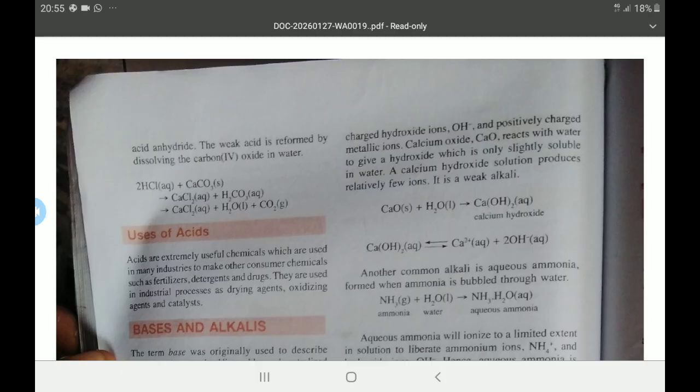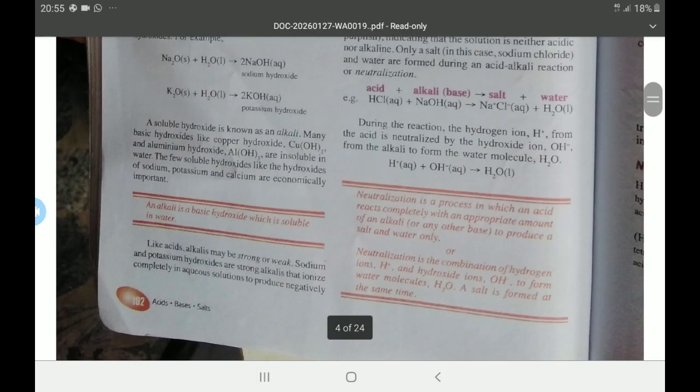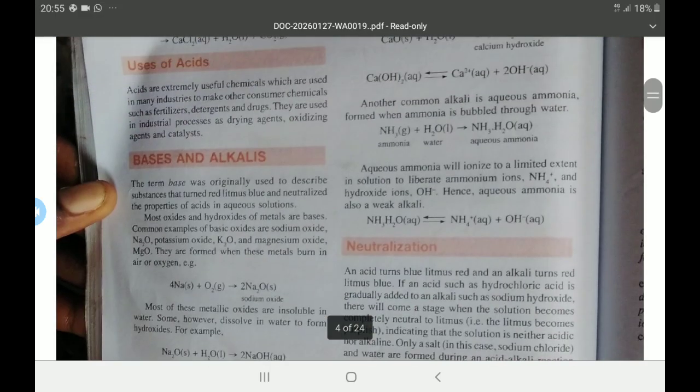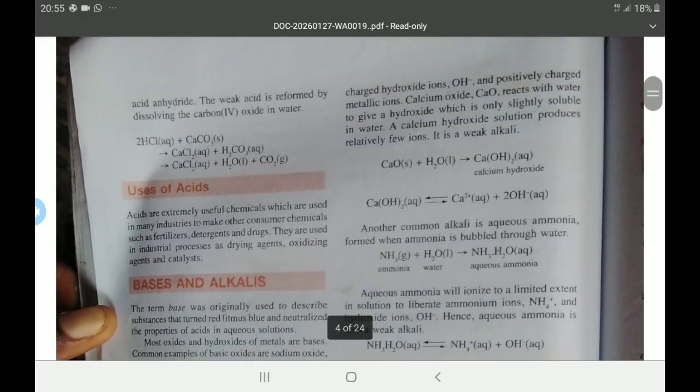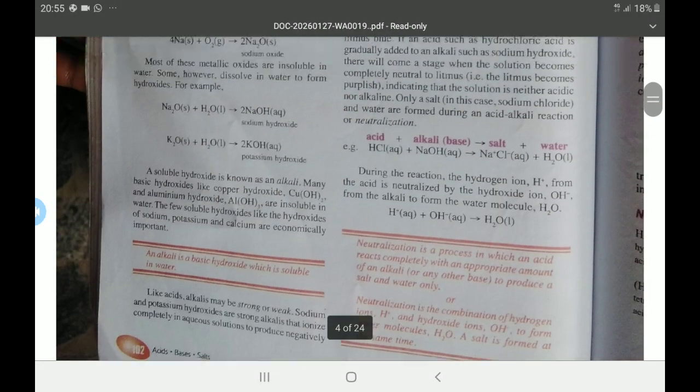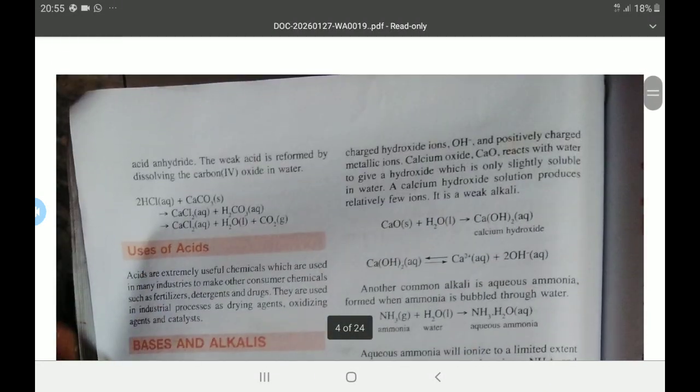So the ionization of an alkali is simply the process by which alkali dissolve in water, or in aqueous solution, to produce negatively charged hydroxide ions and positively charged metallic ions. So it produces negatively charged hydroxide ions and positively charged metallic ions.